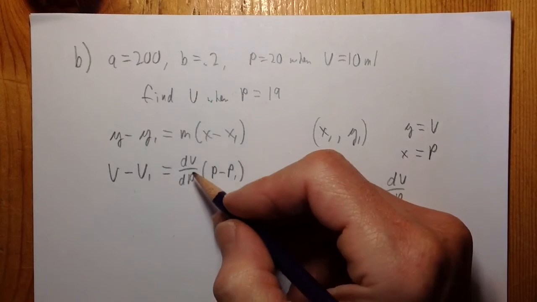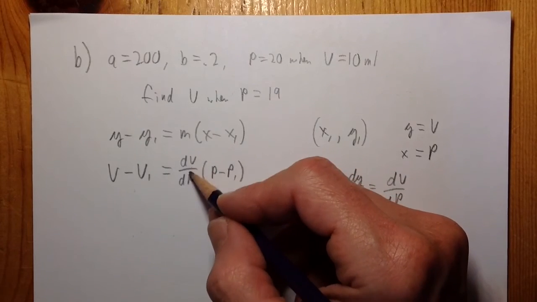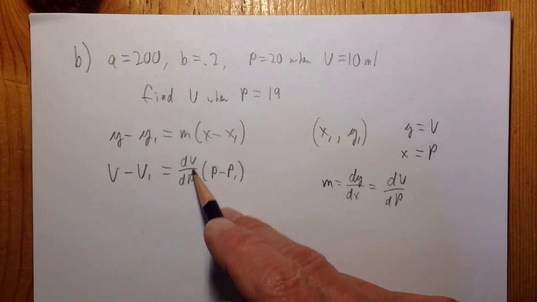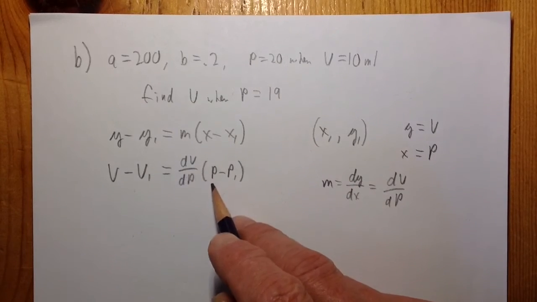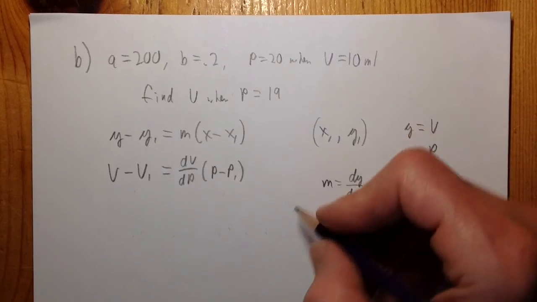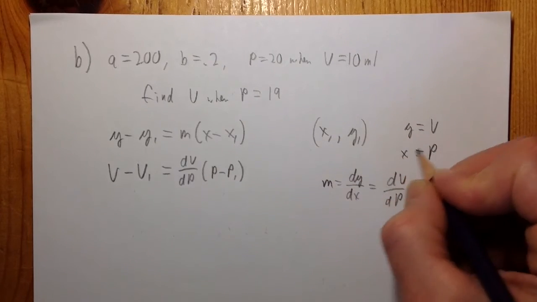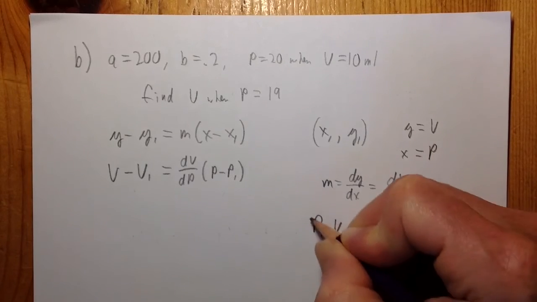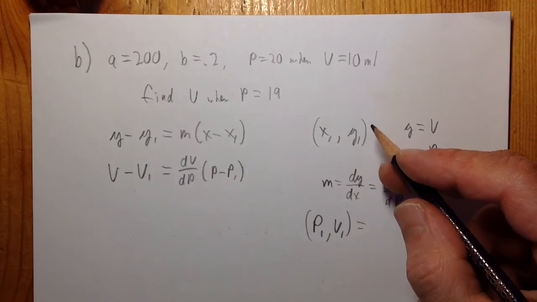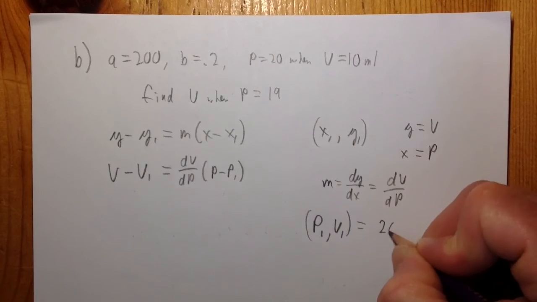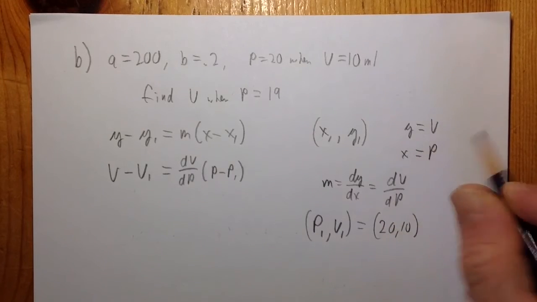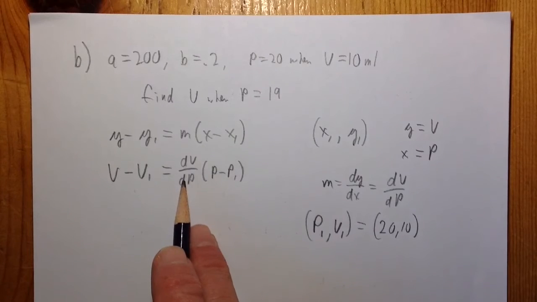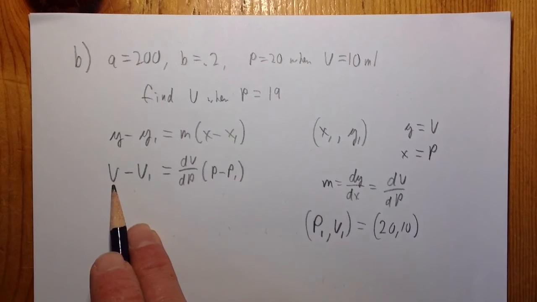Okay, so what we need is the slope, the dv/dp, when all these numbers are there, which we can get from our last problem. We just have to plug everything in. Our point now is p1, v1, since p is x, which they gave us: p is 20 when v equals 10. So it's (20, 10). That's our point: v1 is 10, p1 is 20, and then we just need dv/dp, and we solve for volume.